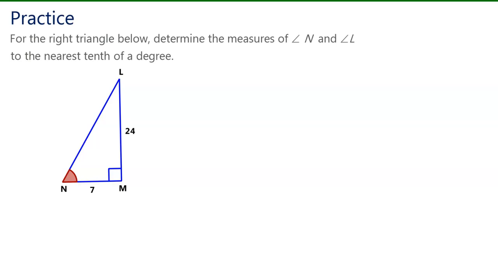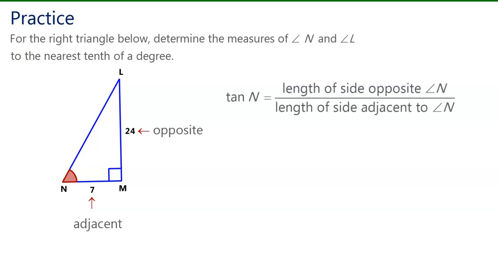Here's angle N. The side opposite is 24. The side adjacent is 7. So tan of angle N is equal to the length of the side opposite angle N divided by the length of the side adjacent to angle N. We get 24 over 7.